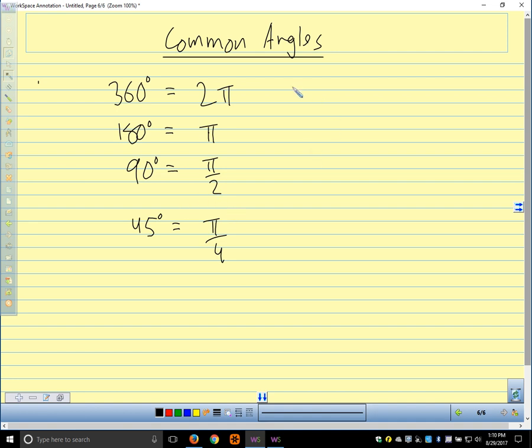How about 60 degrees? Pi over 3, because 60 is a third of 180. How about 30 degrees? Pi over 6, half of this. So those are going to be our common angle measurements in radians, and we'll become very familiar with these and their counterparts in other quadrants.